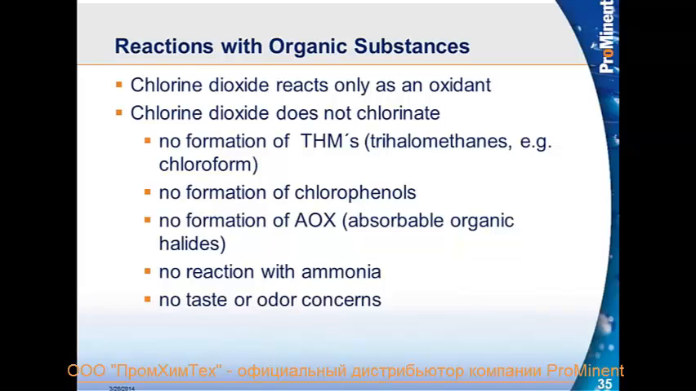Chlorine dioxide only reacts as an oxidant. It does not chlorinate, even though it has chlorine in the name. The method that we're going to use, which I'll talk about here shortly, does not use chlorine in the process as a bleach or a gas. So as a result, it does not chlorinate. As a result, it does not form any THMs, also known as trihalomethanes, for example, chloroform. It does not have any formation of chlorophenols.